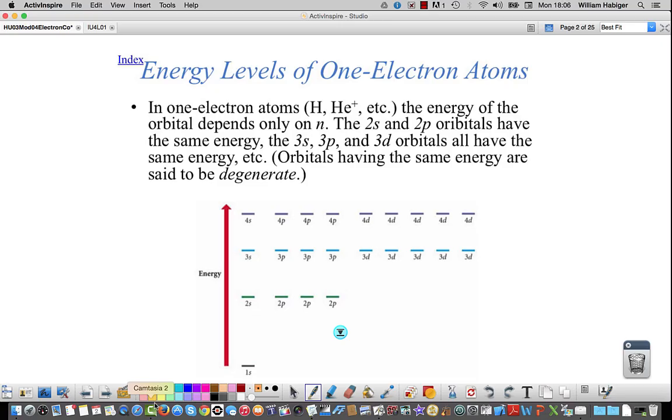In atoms that only have one electron, the energy of the orbital only depends on n. The lowercase n is used to represent what is called the principal quantum number, which tells us which main energy level or shell we are dealing with. Just remember that n is the shell number.